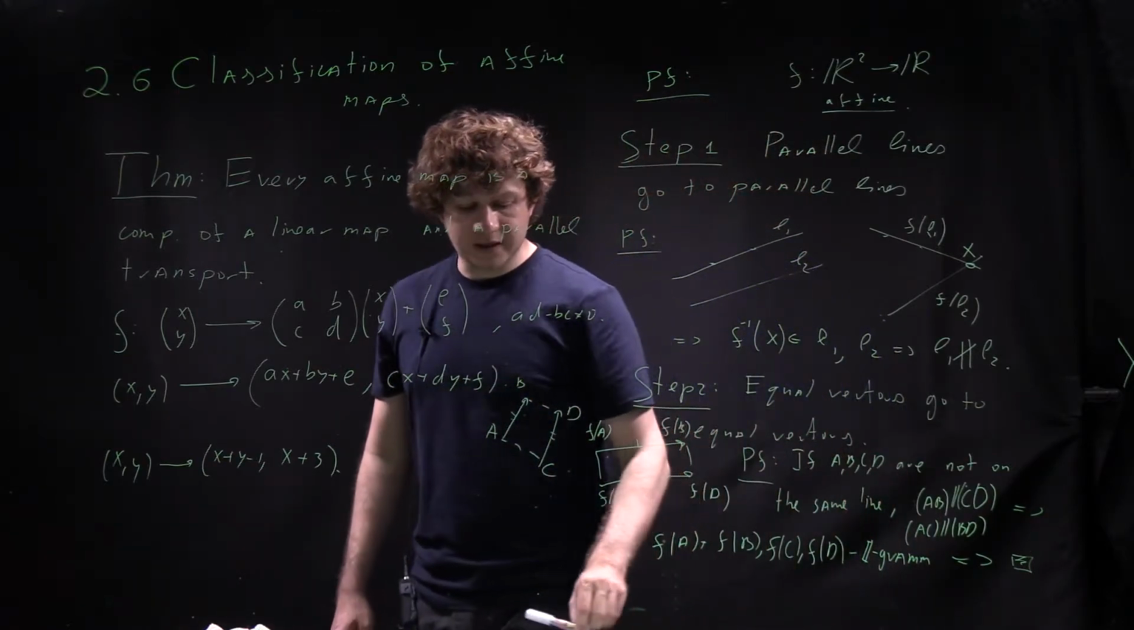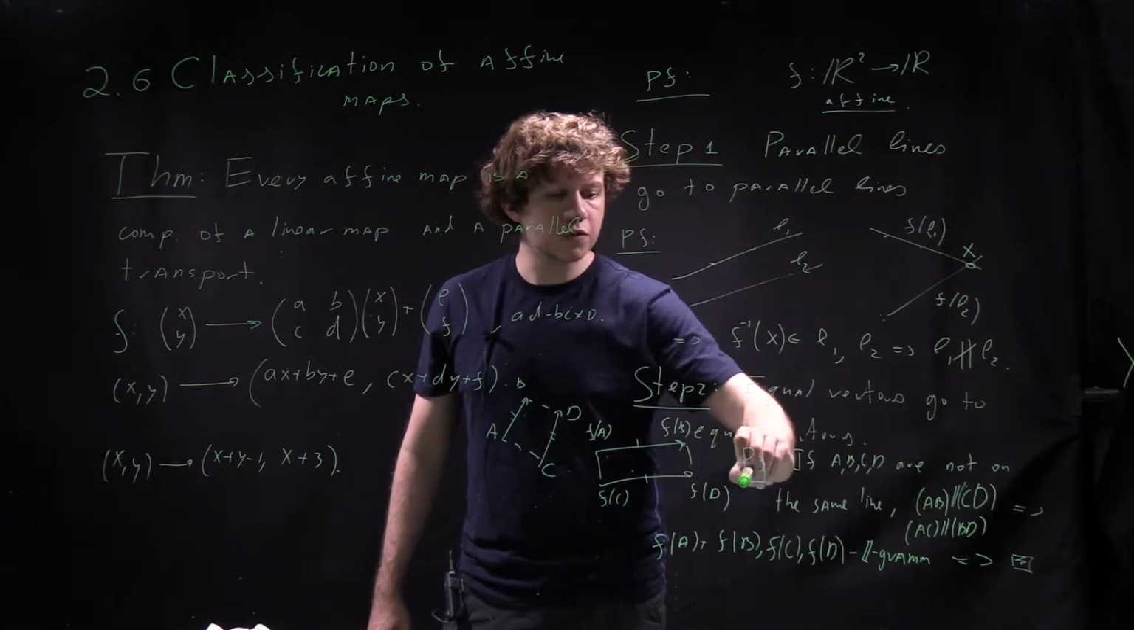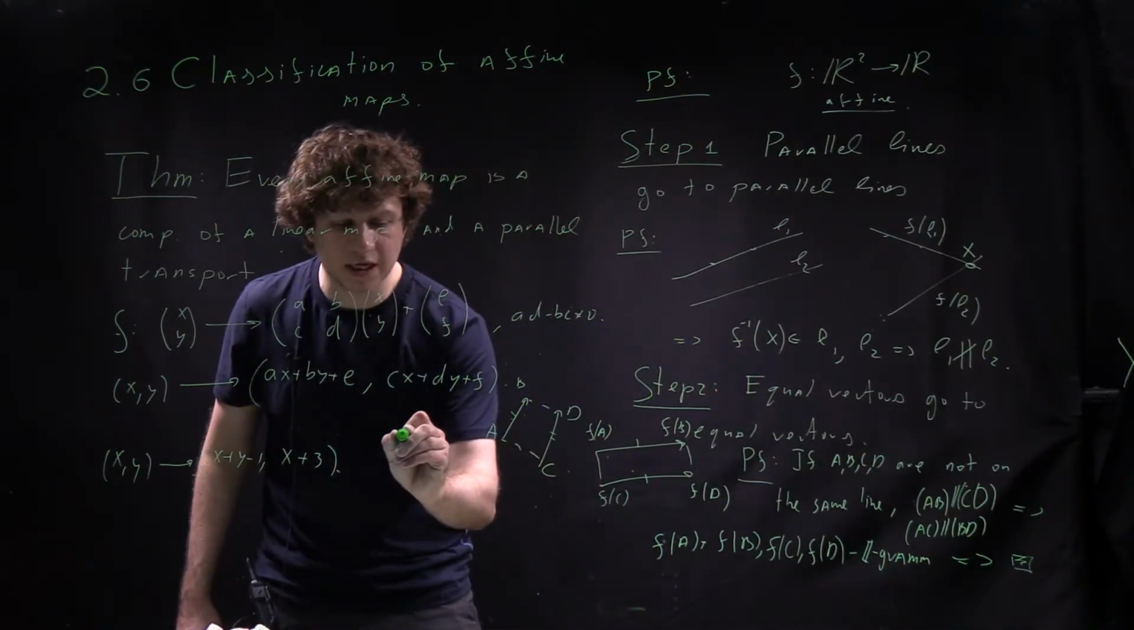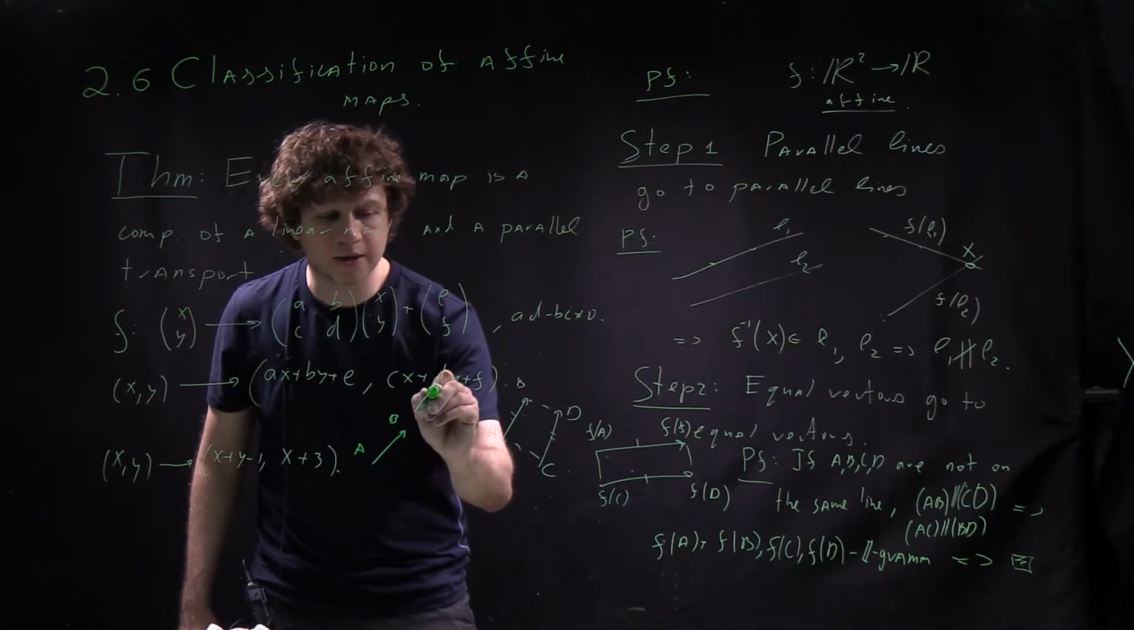The only caveat here is that there was an assumption. So I said, assume A, B, C, D are not on the same line. And what happens if points A, B, C, D are on the same line? So this is AB, and then there is somewhere equal vector CD, but they lie on the same line.